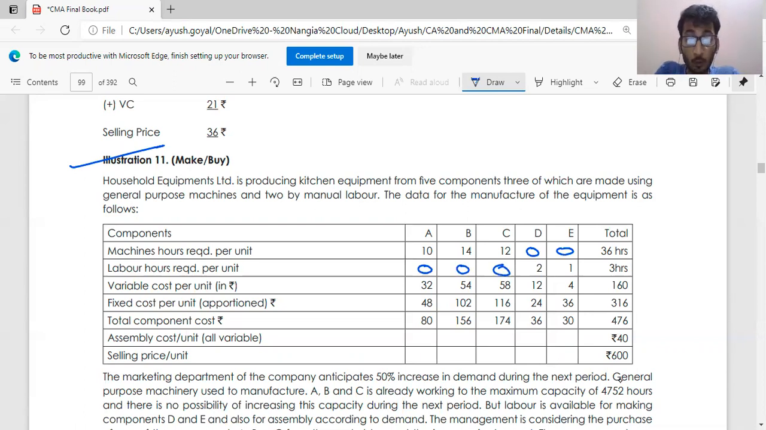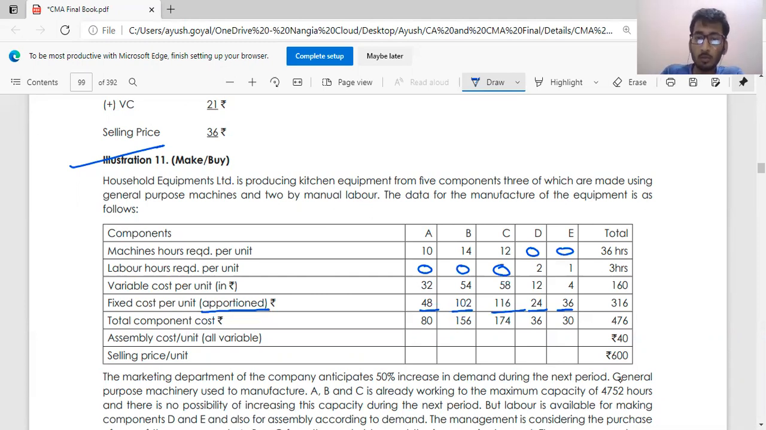Now variable cost per unit is given to us. It is 32, 54, 58, 12, and 4. The fixed cost per unit is also given. It is basically an apportioned cost, which is 48, 102, 116, 24, and 36. And like this, the total component cost is given, which is 80, 156, 174.